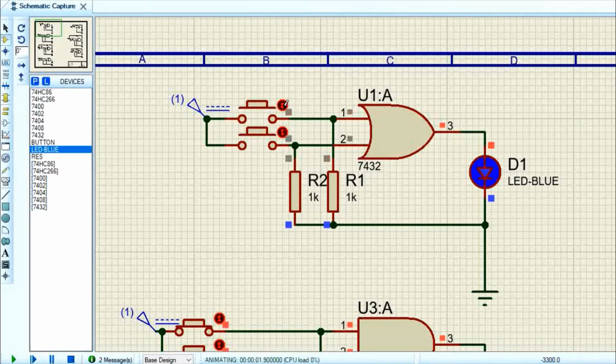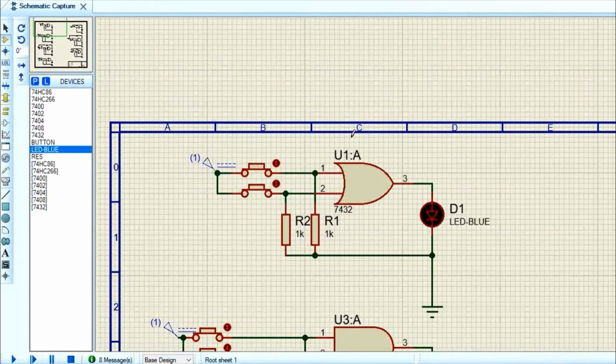First case, if we have 0 0 at input, the LED is off, which means that at 0 0 we have 0 at output. For 1 0, the LED is on, which means at output we have 1. If we have 0 1 at input, at output the LED is on, which means at output we have 1. Likewise, if we have 1 1 at input, at output the LED is also on. It represents the state 1. So it is the working of the OR gate. Now let's move to the next circuit.